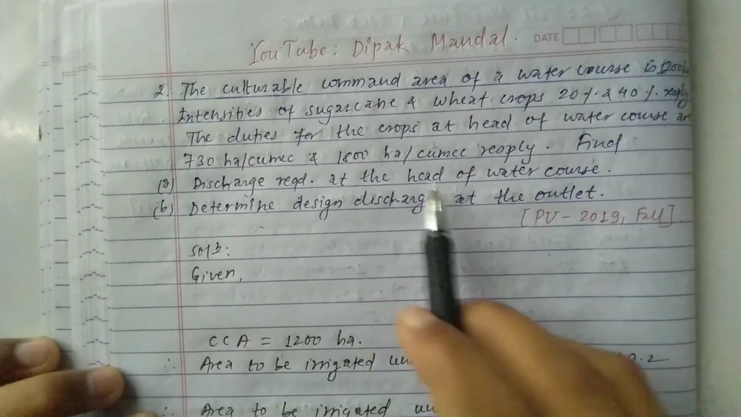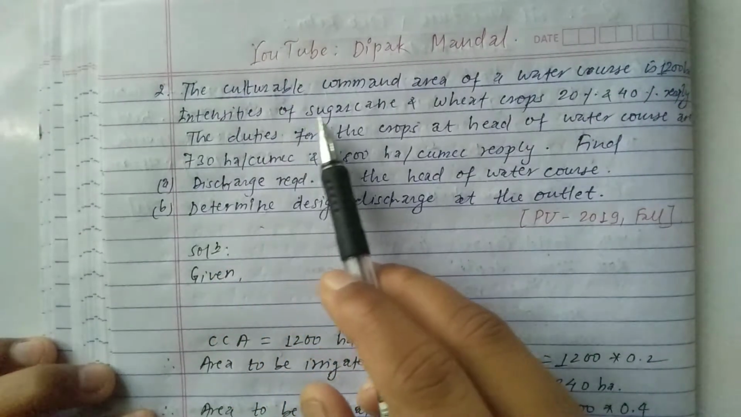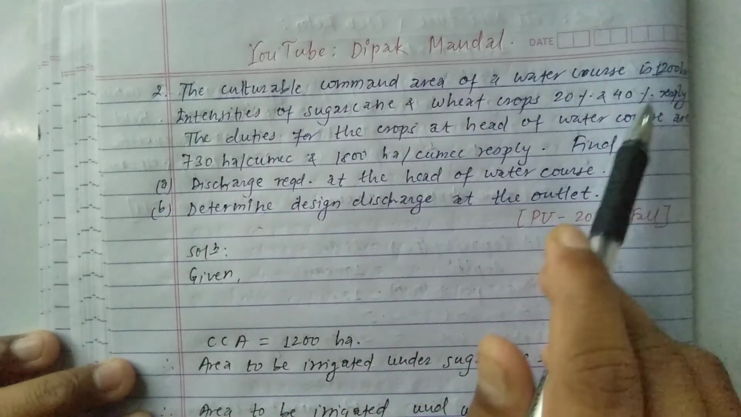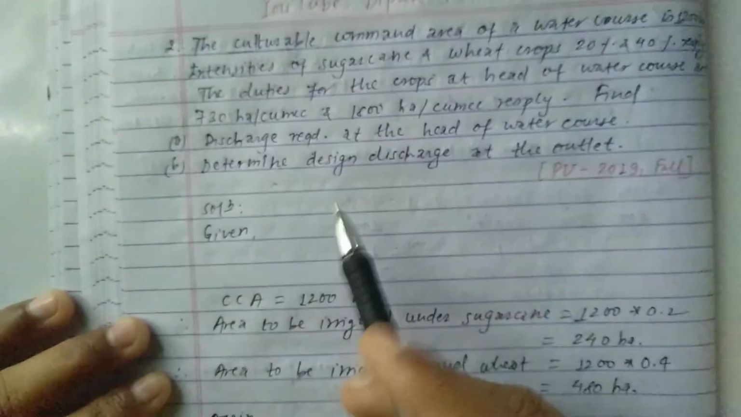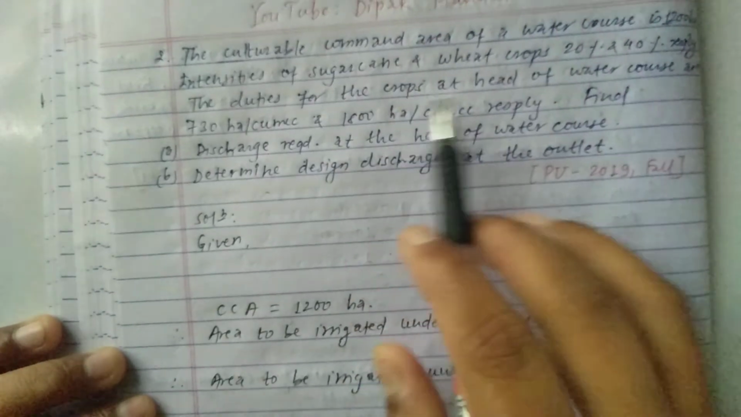So we have been given a numerical here. The cultivable command area of a water course is 1200 hectare. Okay, so we have been given the cultivable command area. Simply we can write here CCA equal to 1200 hectare.